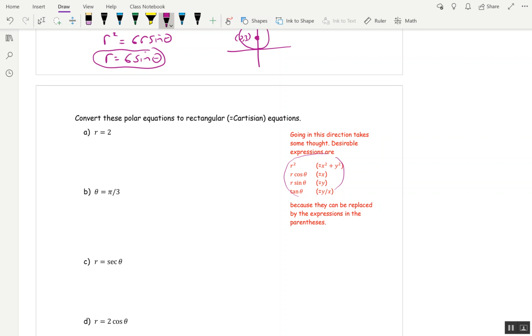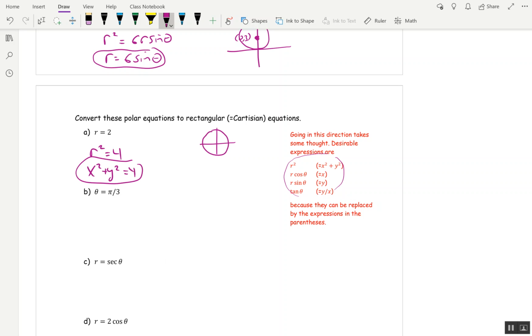R equals 2. Well, first of all, I know that this is a circle of radius 2 centered at the origin, because it's the points that are 2 units away from the origin. Okay, but how am I going to get that using this method? Well, square both sides of this equation. And now we see we have an r squared. You can replace the r squared with x squared plus y squared.